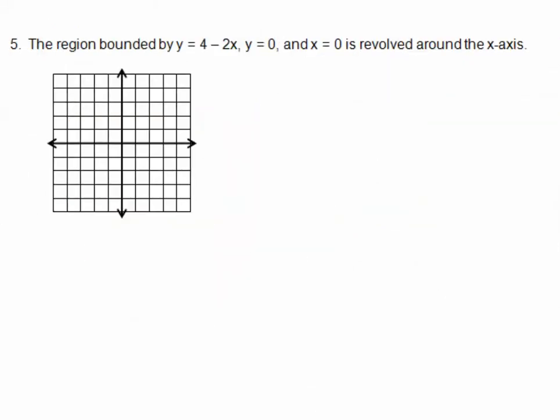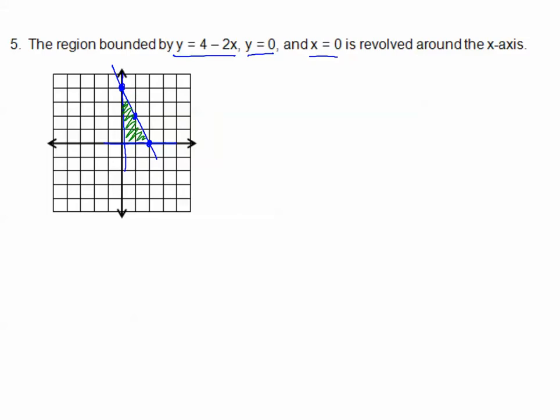I agree. Pretty cool. Let's look at a new region. The region bounded by y equals 4 minus 2x, x equals 0, y equals 0. So this is a line starting at 4 on the y-axis with a slope of negative 2 over 1. Then we have x equals 0 and y equals 0, and there is our region.